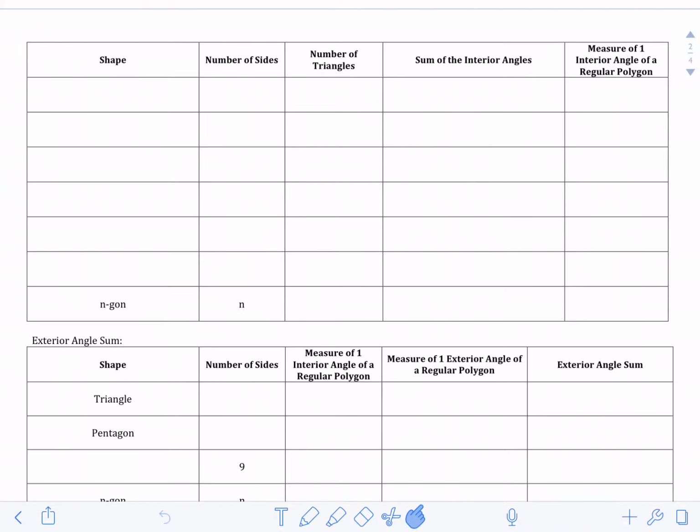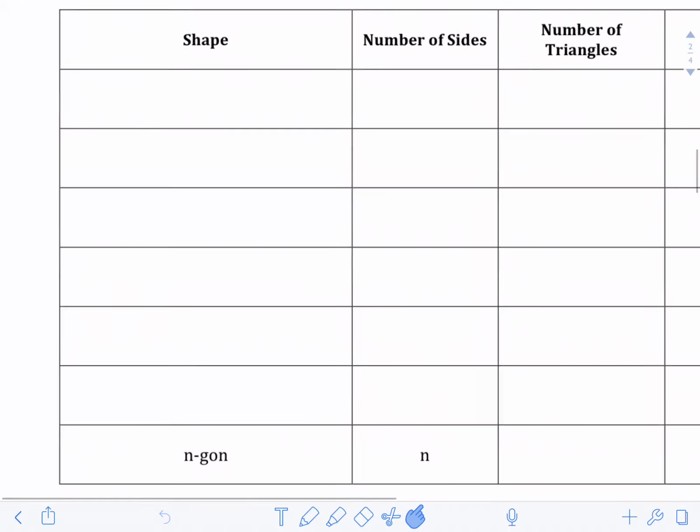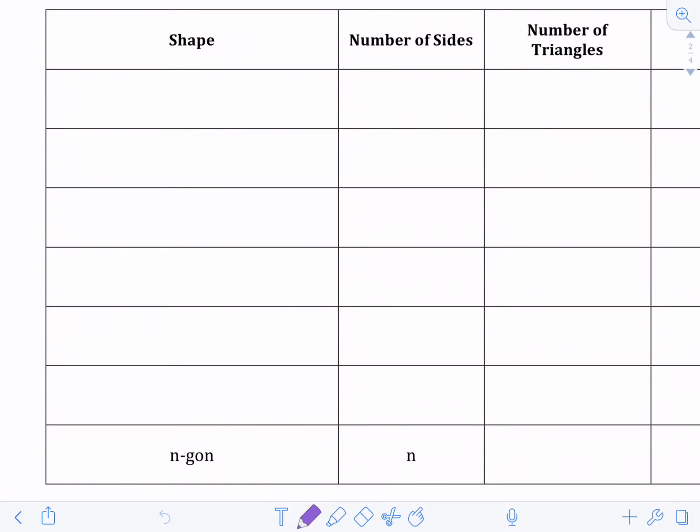Alright, so this is 6-1. Before we do the actual notes, we're going to fill out this kind of like a little cheat sheet. First thing we're going to do is fill in the different kinds of shapes that we're going to be talking about. So the first one is a triangle.